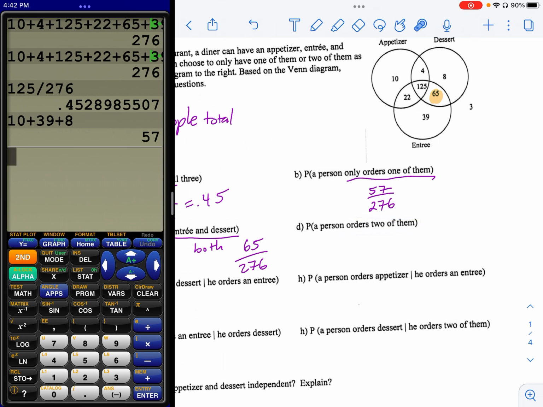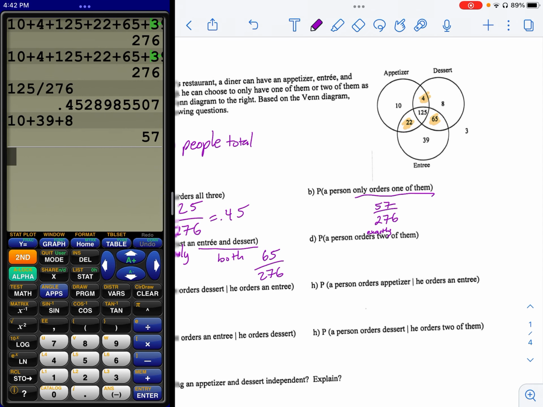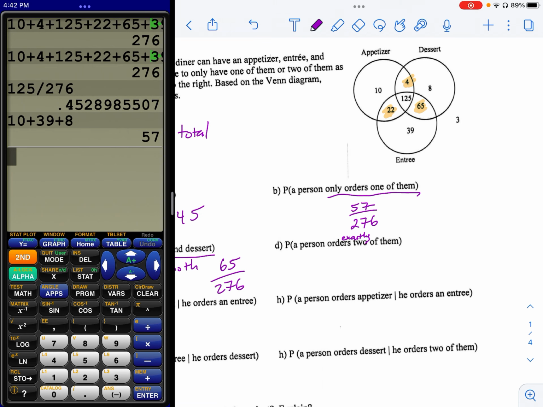A person orders 2 of them. Oh, a little bit more generalized. That would be, if I'm interpreting this correctly, the 4, the 22, and the 65. I'm reading this to mean a person orders exactly 2 of them. It doesn't say a person orders 2 or more. So I'm interpreting it to mean exactly 2, which would be those orange numbers that I highlighted. So 91.